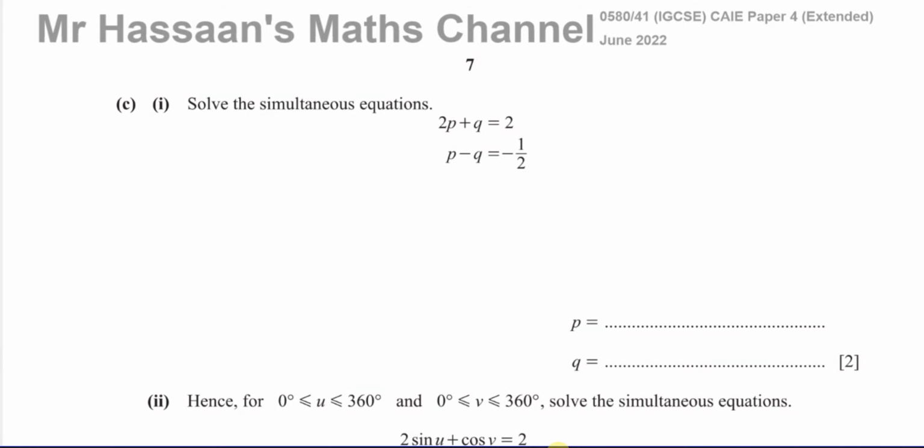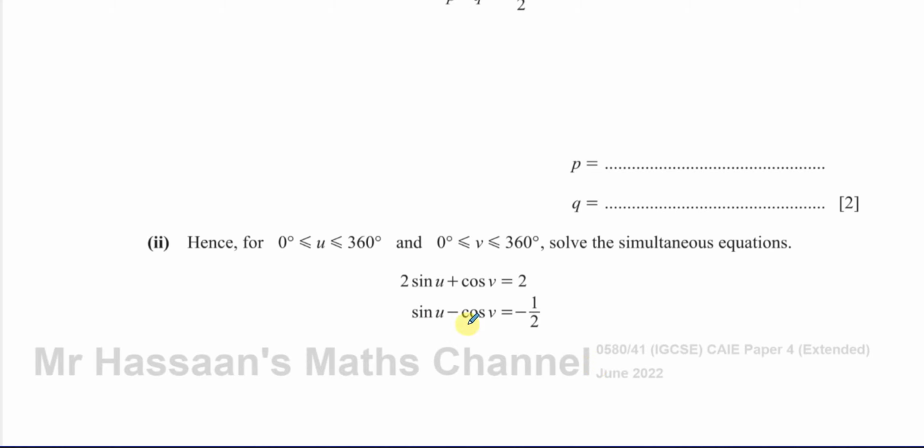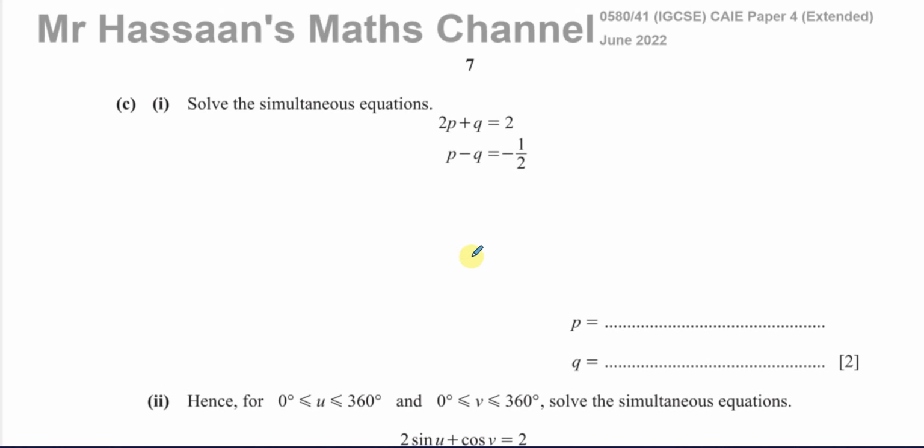Hassan's Maths channel, and I'm now answering question 3, part C from the June 2022 Cambridge 0580 IGCSE paper 4 variant 1. This question starts off about simultaneous equations, but it ends up being about basically trig equations. So I'm going to save this under the playlist of solving trig equations.